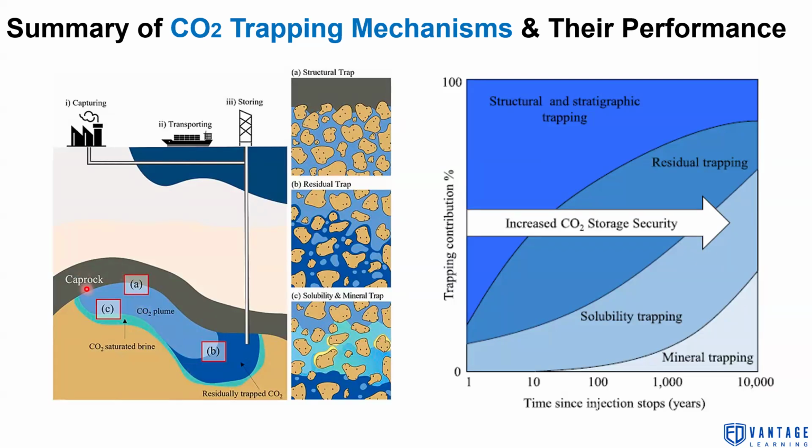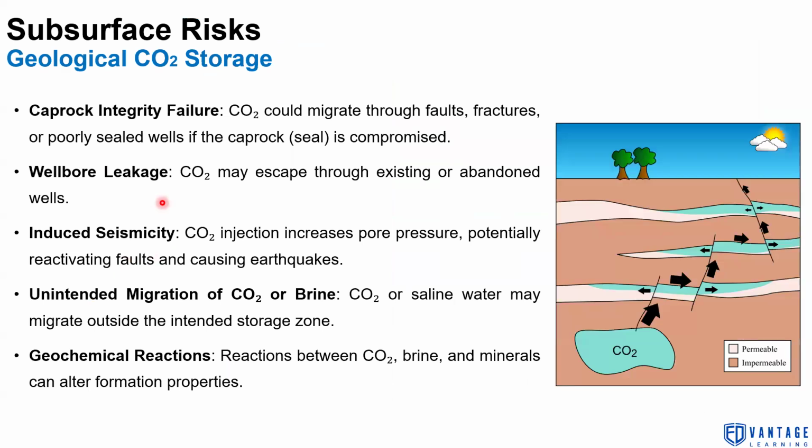So if the caprock does not have good integrity, then it might have fractures and microfractures where CO2 can leak. So we need to have a good seal. Then wellbore leakage. CO2 can escape through existing or abandoned wells that are not properly plugged and abandoned. Third is induced seismicity. If you are not controlling pressure during injection, it may induce secondary fractures, potentially reactivating faults and causing earthquakes. It's a microseismic event.